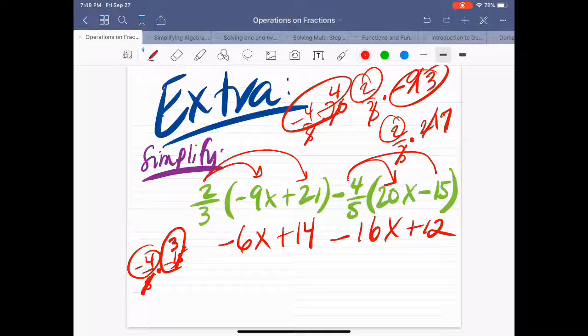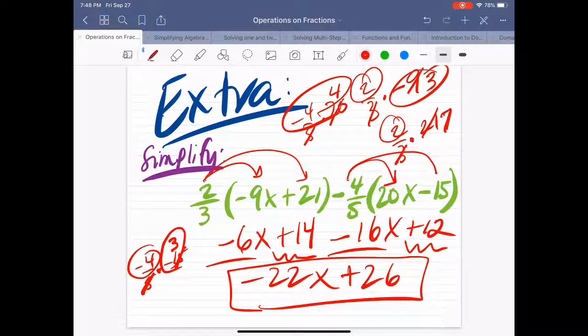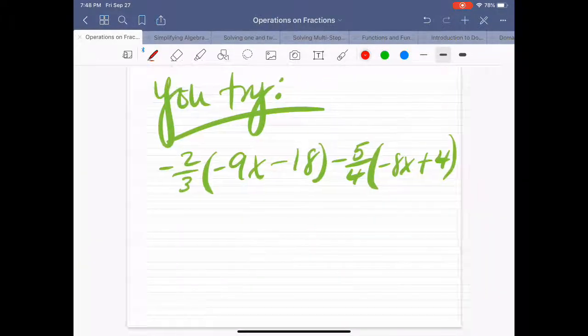So all you have to do now is combine like terms. Negative 6x minus 16x, that gives you negative 22x. And then 14 plus 12 gives you 26. You don't have any more like terms, so you are done. Okay, so pause the video and try the following problem.